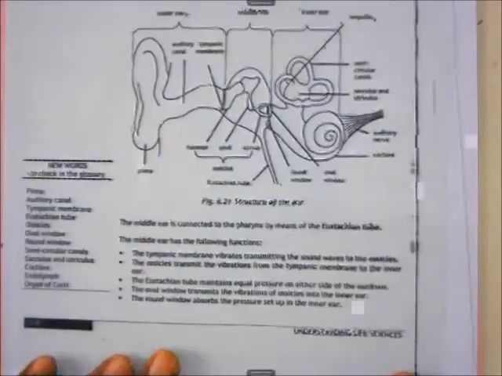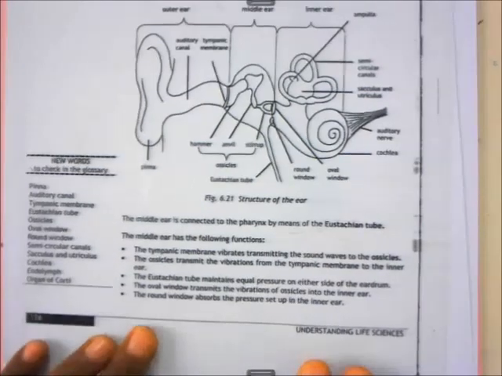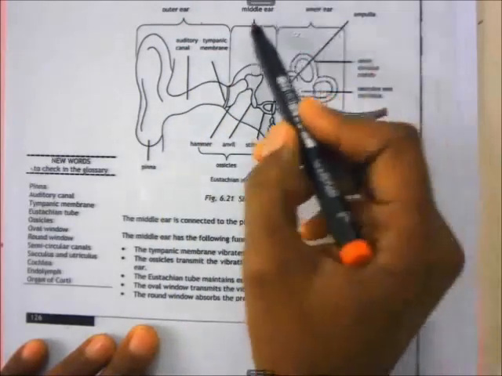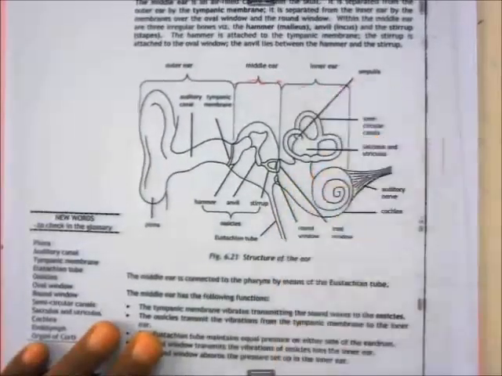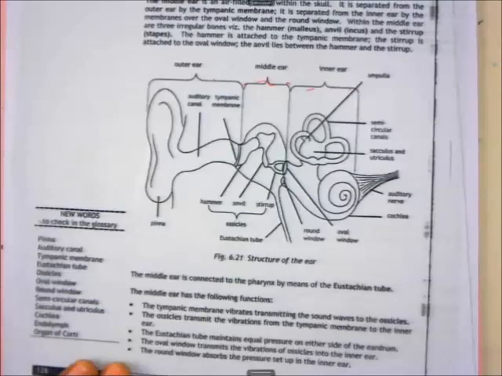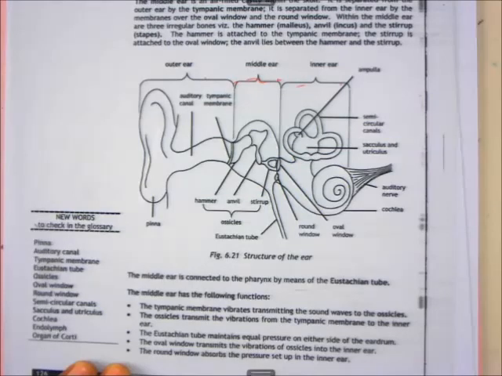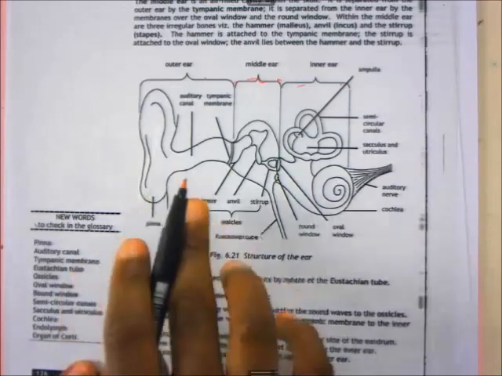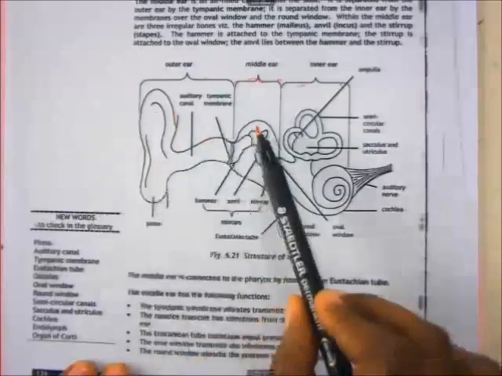What we need to know about an ear is that it is divided into three main parts. An ear has an outer ear, the middle ear, and the inner ear. Now I'll try to simplify the structure of an ear by talking about the parts that make up the outer ear, middle ear, and the inner ear.